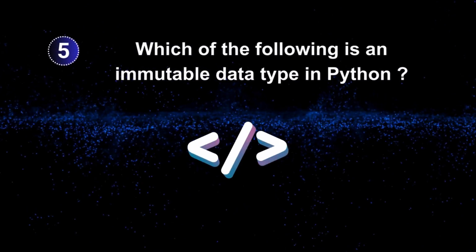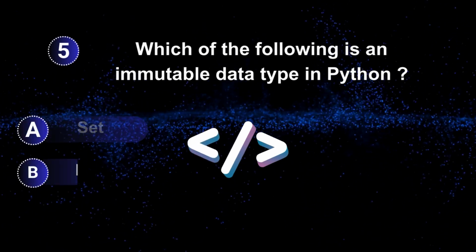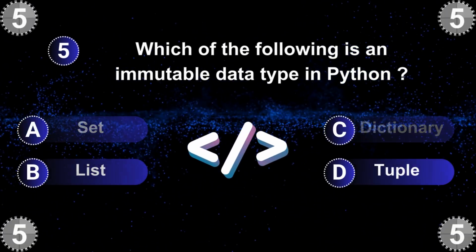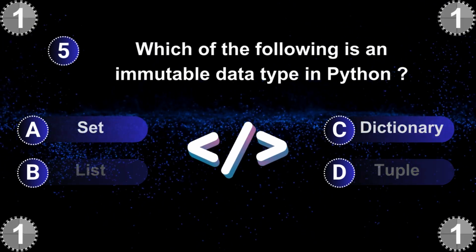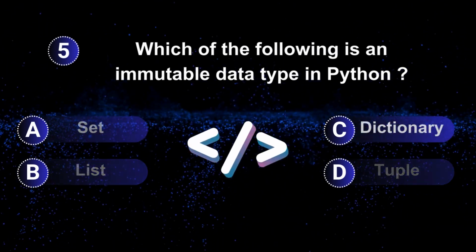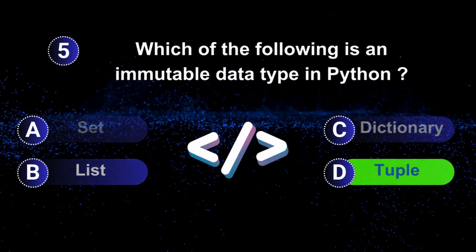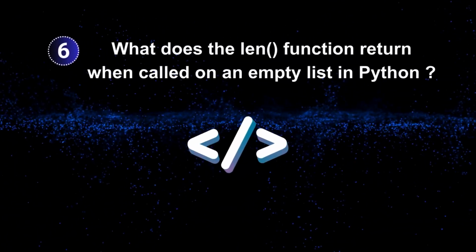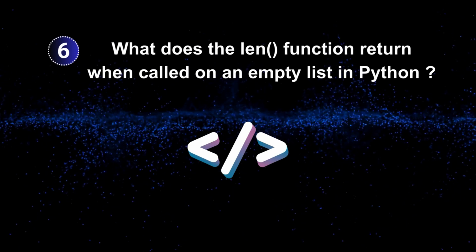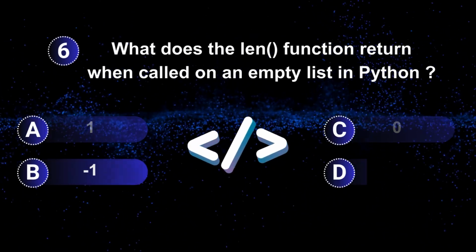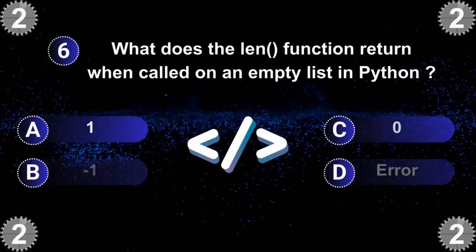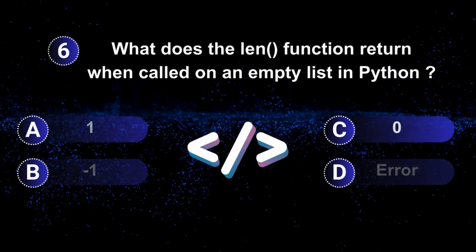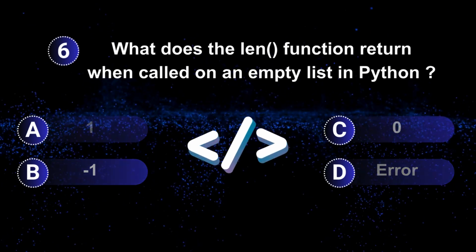Fifth question, which of the following is an immutable data type in Python? Answer is option D. Sixth question, what does the len function return when called on an empty list in Python? Answer is option C.